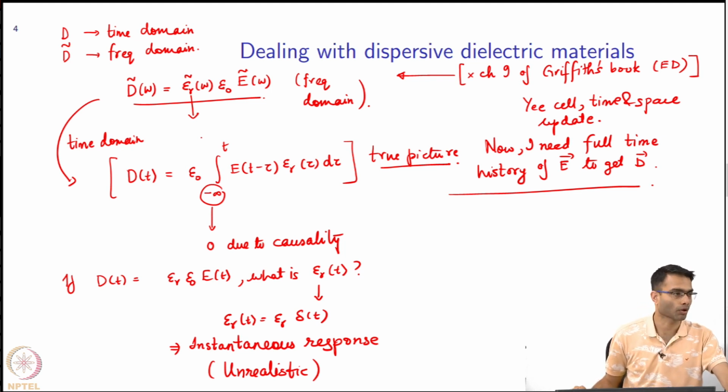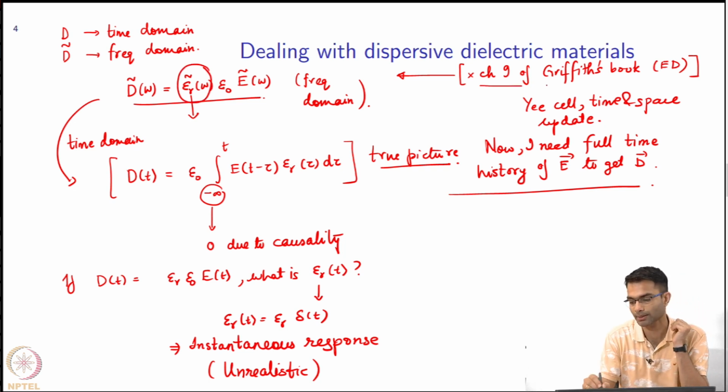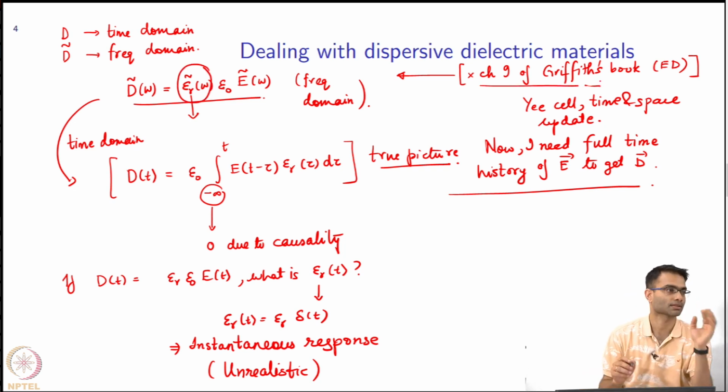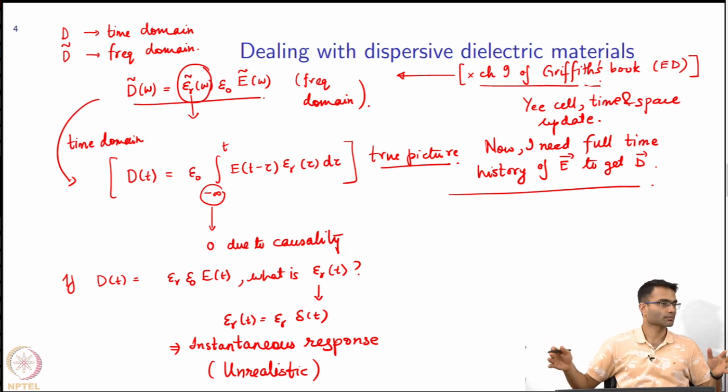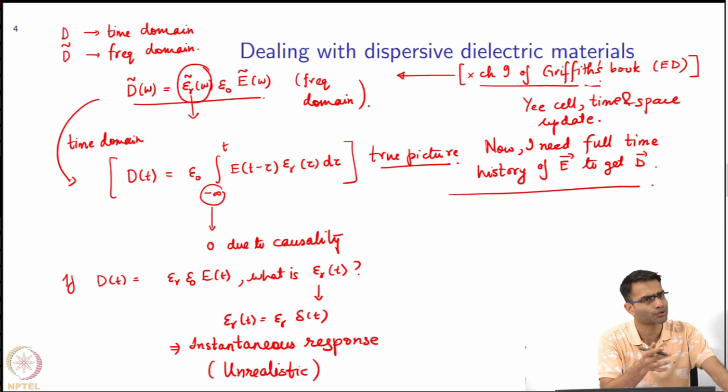A very general model of epsilon r as a function of frequency is what is discussed in chapter 9, as a summation of various resonances. So after this class, please go back and have a look at it. What we'll do is assume a simple version of that, and it's something which you all have studied.